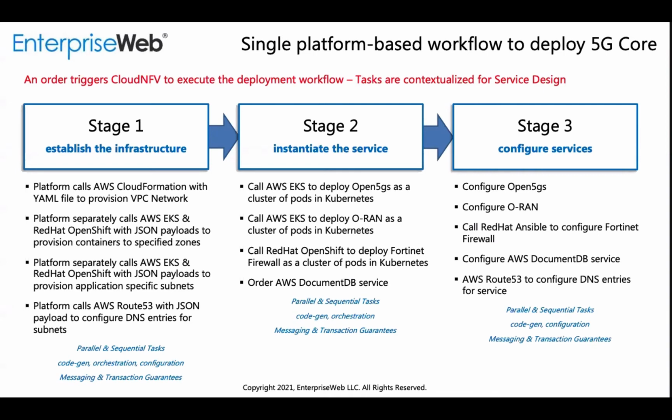And you can already see this is a really rich scenario, right? Rich multi-vendor, multi-controller, multi-domain. So lots of richness here. Then the next step, with those things done, it's going to deploy the Open 5G core, deploy the Open RAN, deploy Fortinet. It's using OpenShift to deploy the Fortinet, and it's going to connect to the AWS DocumentDB service. Then it's going to configure all the applications.